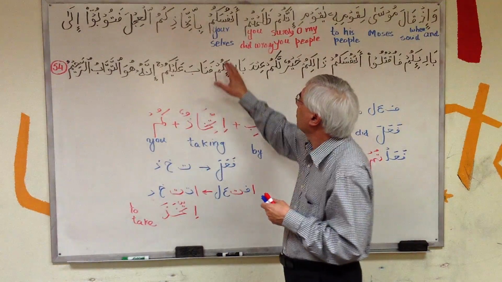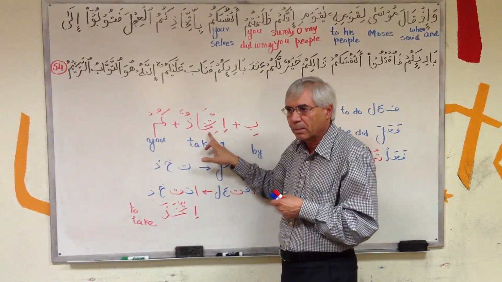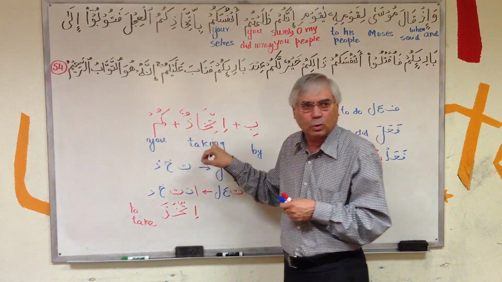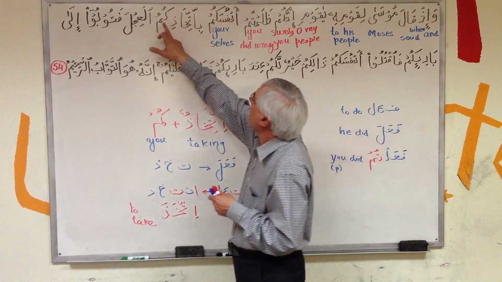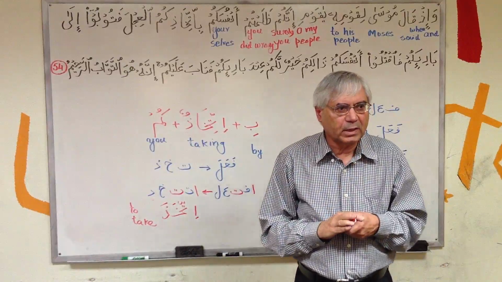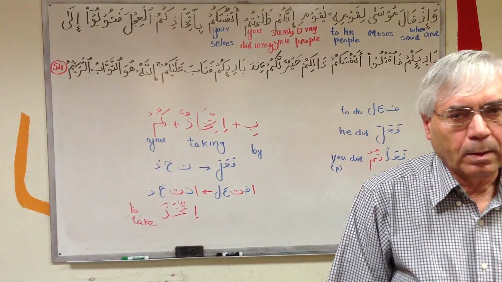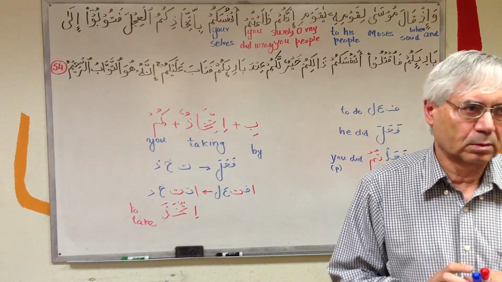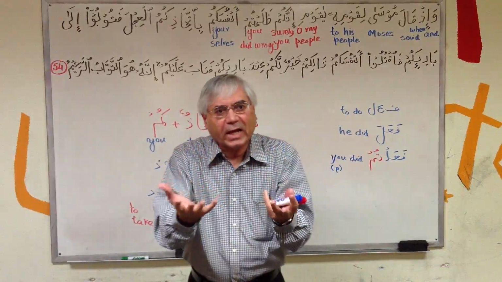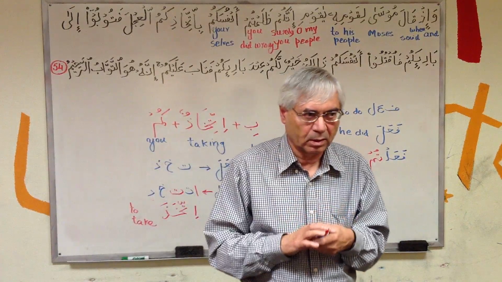Bittikhazikum. So is this clear that this alif is not pronounced because you're combining ba with the ta? So alif becomes hamzatul wasal. And that is the sign of Hamzatul Wasal. So these three letters by combination become bittikhazikum. By you choosing. You have done wrong by your action of choosing or adopting or taking something.